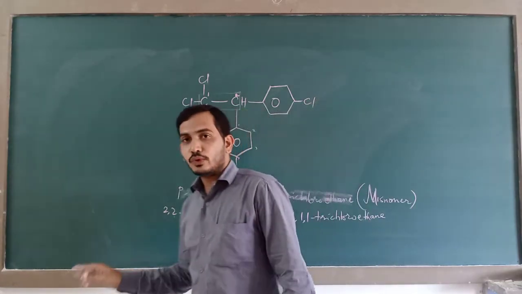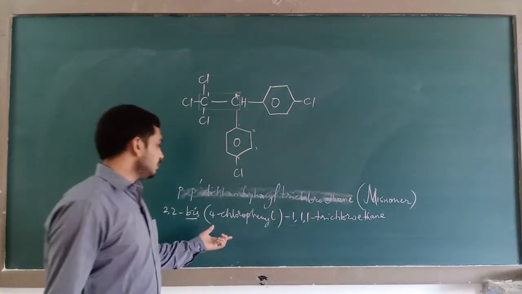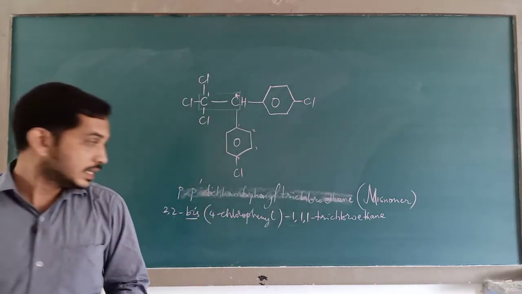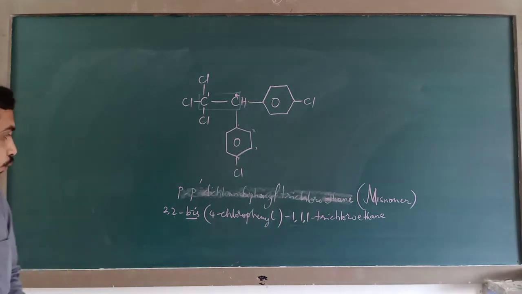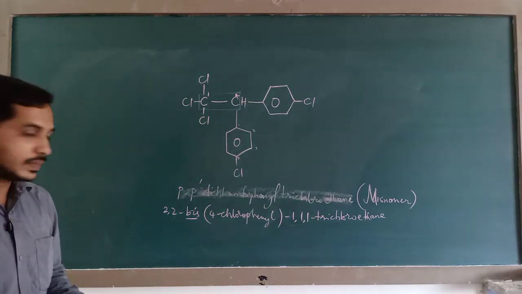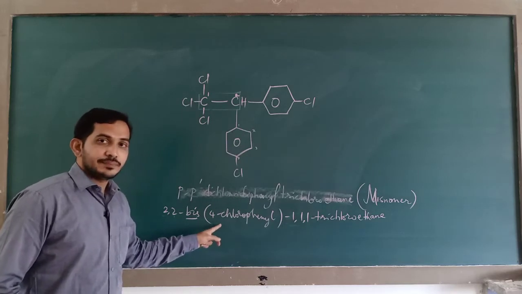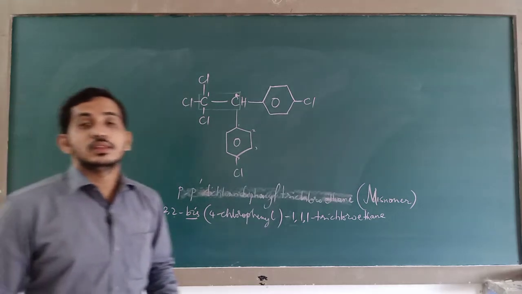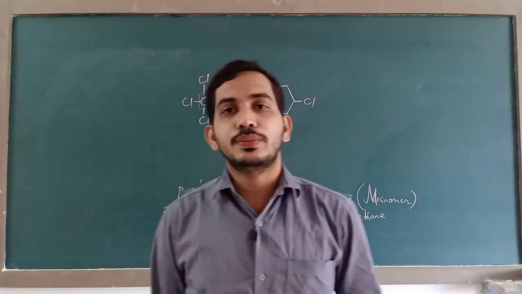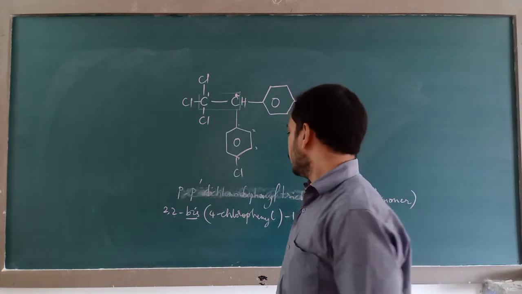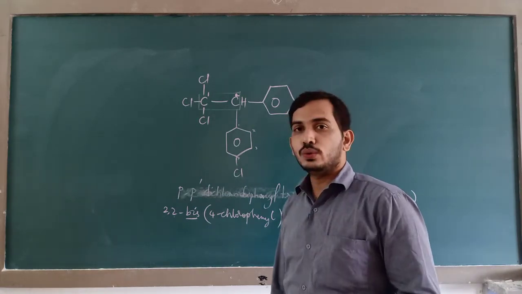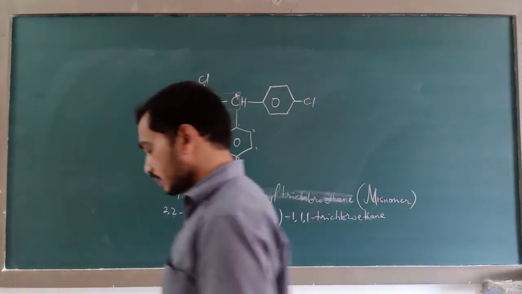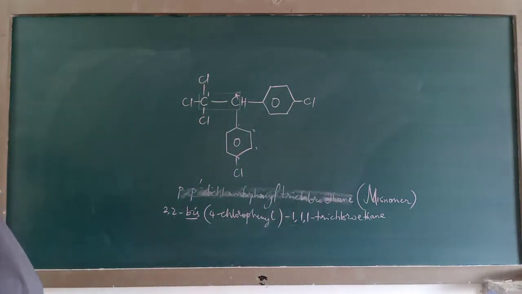Now find out in the 4 options given if the same name is there or some rearrangement is there in the names. You see in the first option it says 111 trichloro 22 bis 4 chlorophenyl ethane. It is exactly the same as this name. So the first option is the correct IUPAC name for DDT. That is 111 trichloro 22 bis 4 chlorophenyl ethane. That is DDT.